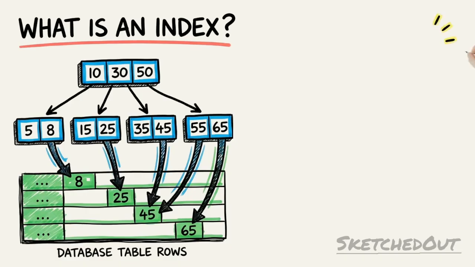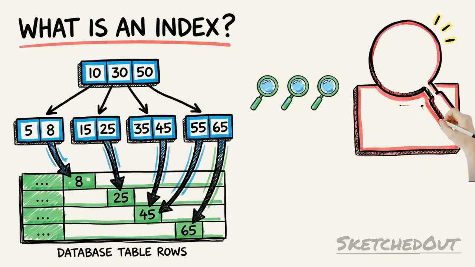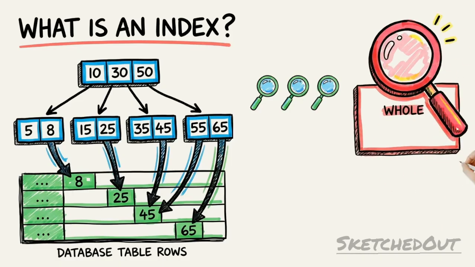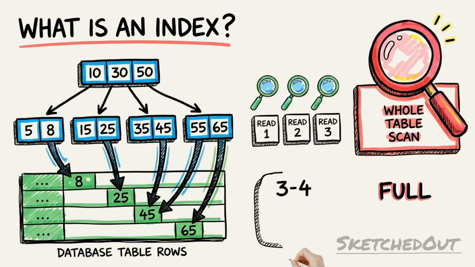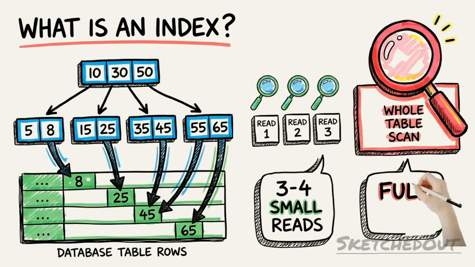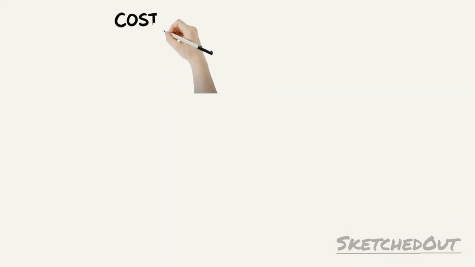That's the win. A lookup on a 50 million row table becomes 3 or 4 small reads instead of a full scan of every row. This is the reason indexes exist, and it's a genuinely enormous speed up. If the story ended here, "add an index" really would be the answer. The story doesn't end here.